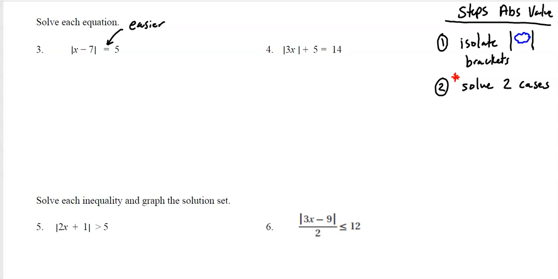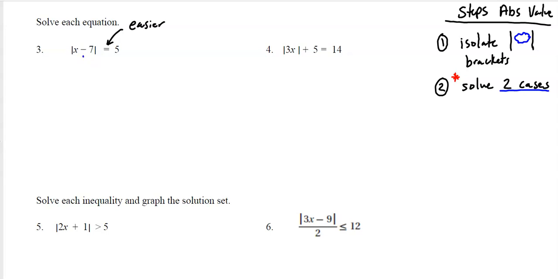So what you're going to do is, just picture this. Picture you don't even know what this is. Picture it's just a blue blob. Well, the only two things that I could put inside that box that would make this true is if this stuff in here equals 5, or if this stuff in here equals -5. And that's where my two cases come from. Because what's inside those brackets can be two numbers, I have to solve both situations.